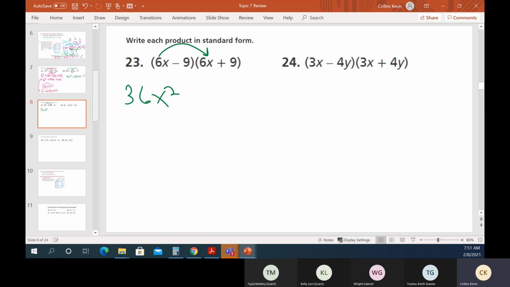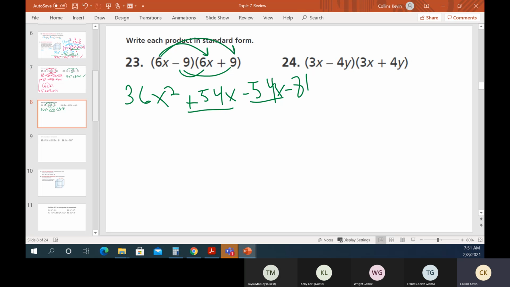Cool. And we do 6 times 9, that's going to be plus 54. Bring the x along. And here we've got minus 9 times 6. That's going to be minus 54. All right. Apparently I wrote this too big, but that's okay. And then minus 9 times 9 is minus 81. So notice the two guys in the middle, I've got a plus 54x and a minus 54x. Forgot the x. There it is. So they just go away.